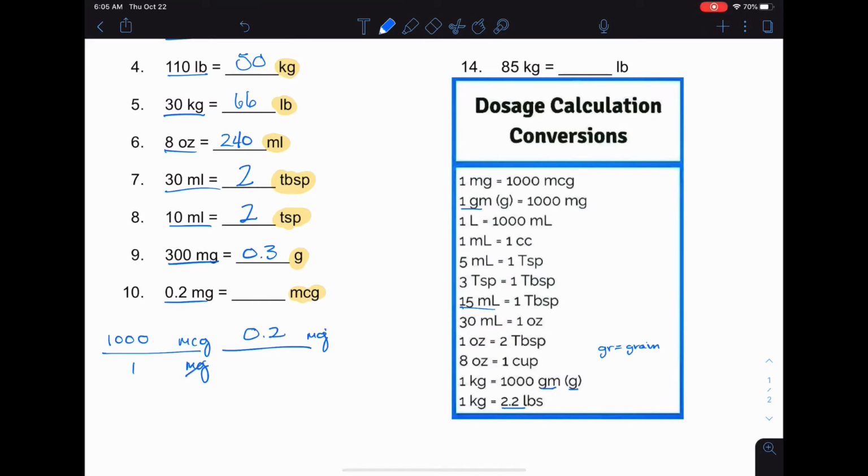Those are going to cancel. So all we're left with is micrograms, so we are good to go ahead and start multiplying. 1,000 times 0.2 is 200 over 1. So our answer is 200 micrograms.